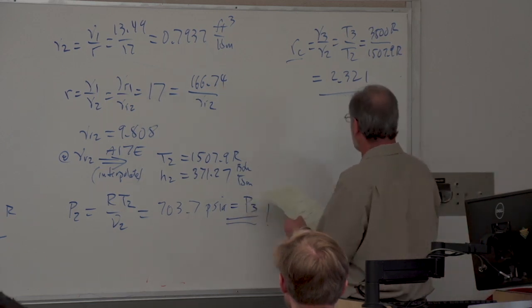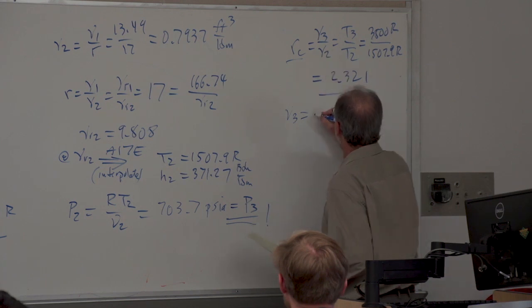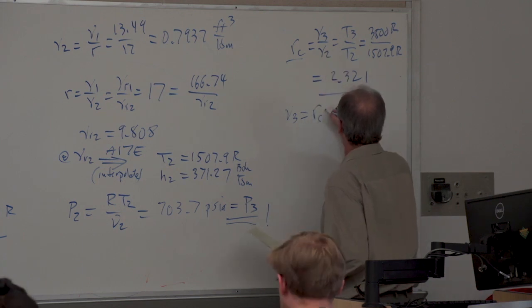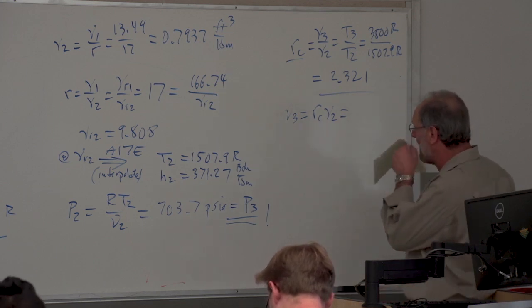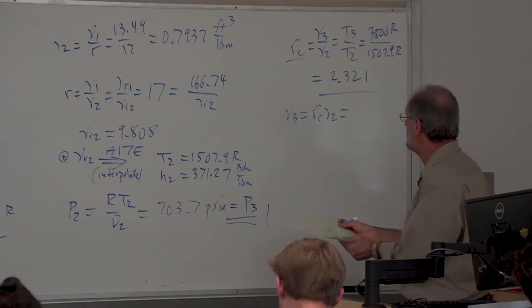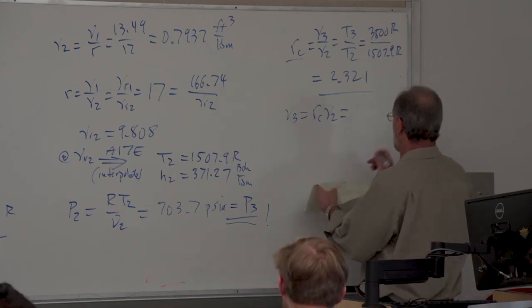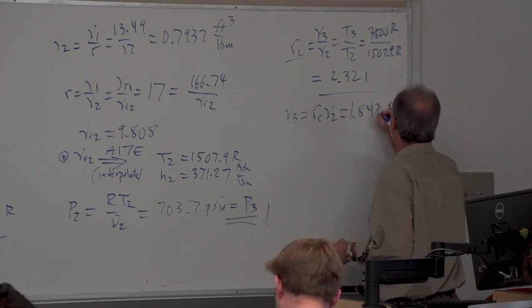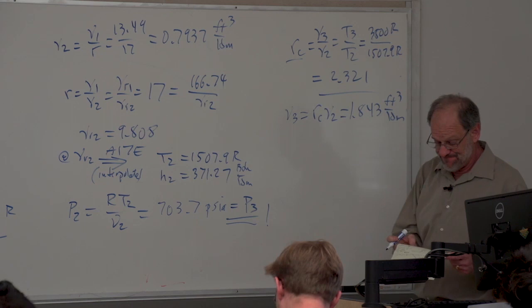And now from that we can find the specific volume at point 3, because that's just going to be the cutoff ratio times V2. So again, in the interest of saving time, we know RC, we know V2, we just do the math, and we end up with 1.843 cubic feet per pound mass. Okay.